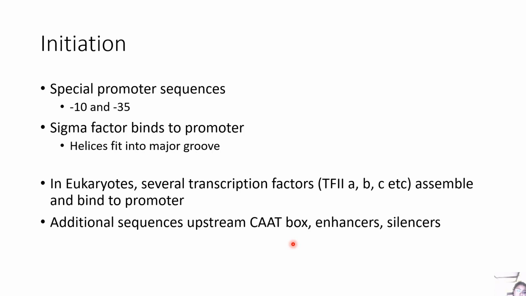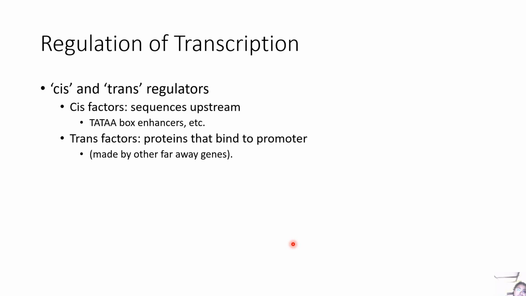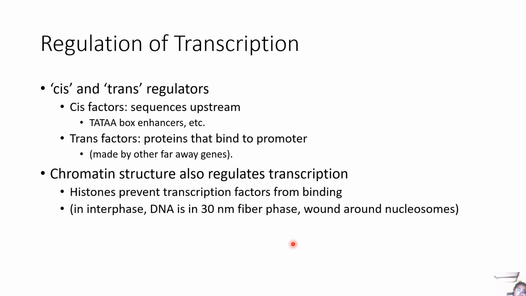Additional sequences upstream include the CAAT box, enhancers, silencers, etc. In the regulation of transcription, there are cis and trans regulators. Cis factors are sequences upstream, like the TATA box, enhancers, etc. Trans factors are proteins that bind to the promoter, made by other faraway genes. Now, chromatin structure also regulates transcription. Introns prevent transcription factors from binding.